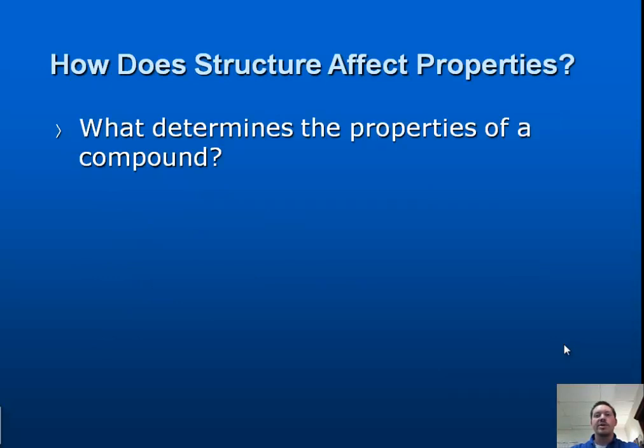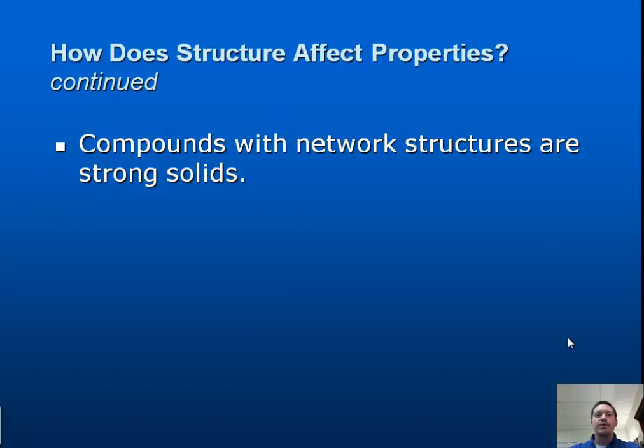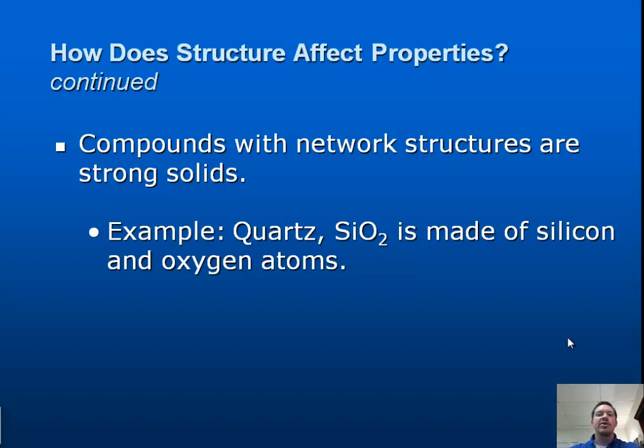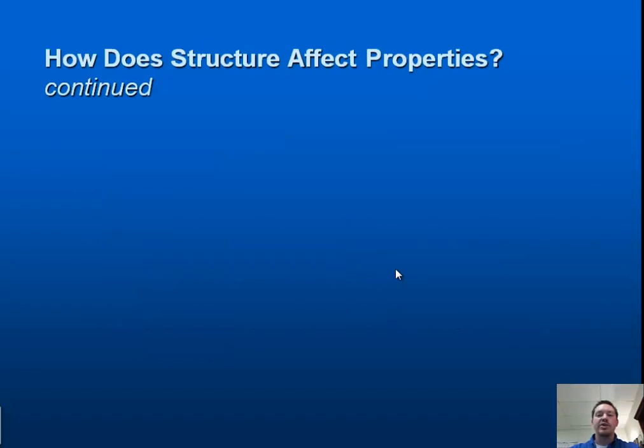Our next question, what determines the properties of a compound? The chemical structure of a compound is going to determine what the properties of that compound are. Looking at compounds, we've got something called a network structure. These are strong solids. If we look at something like quartz, which is SiO2, or silicon dioxide, it's made of one silicon atom and two oxygen atoms that are bonded together. And when these bond together, they bond in a strong, rigid structure.